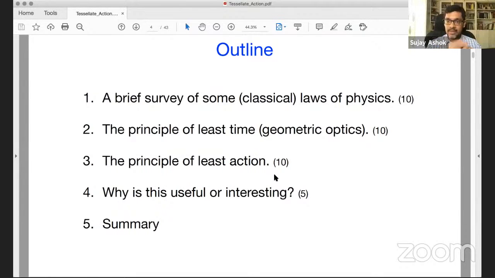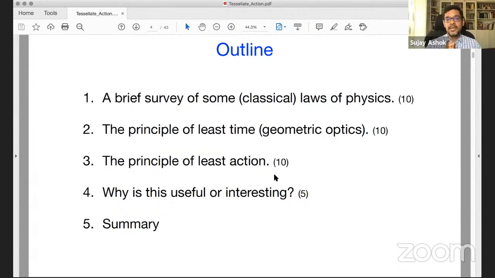I won't explain in too much detail, but just summarize what kind of phenomena are described by these things. We'll see various laws of physics. Then I'll pick one particular law of physics, which is very elementary, that you might have seen in school, from ray optics, which is just laws of reflection, laws of refraction, all of those things. And I'll show how to reformulate or derive those laws using what is called the principle of least time.